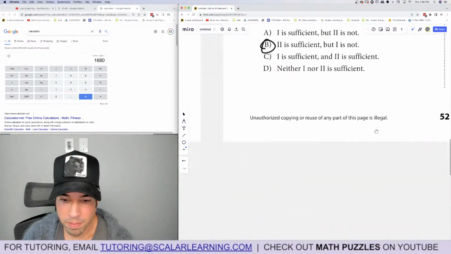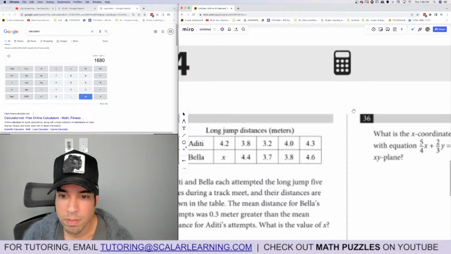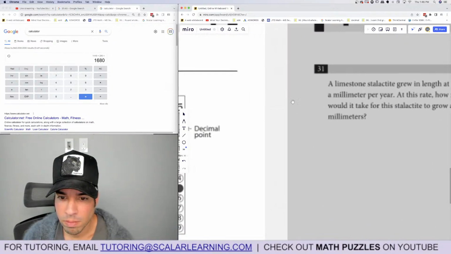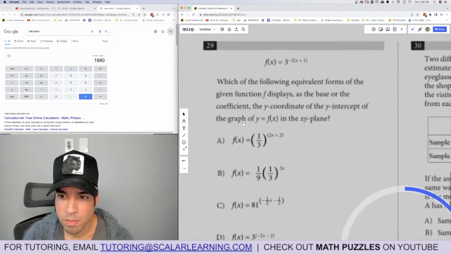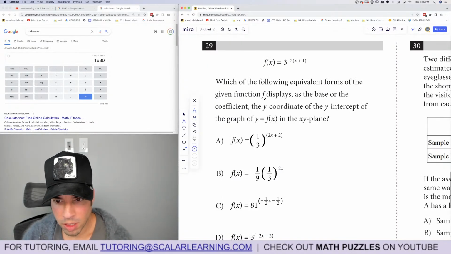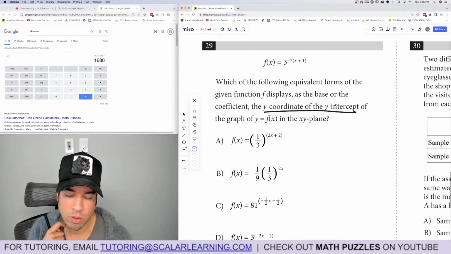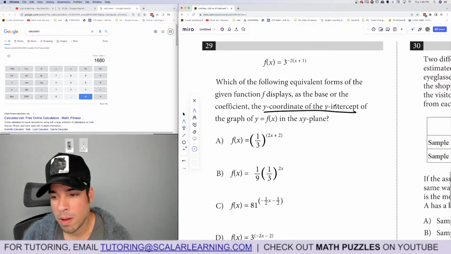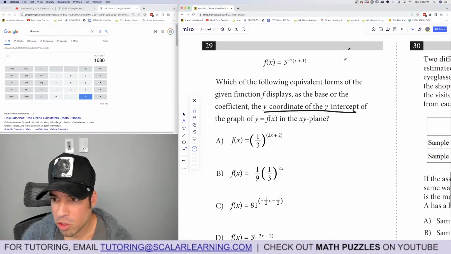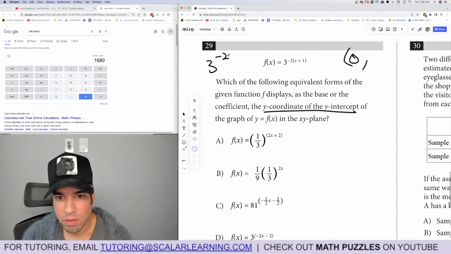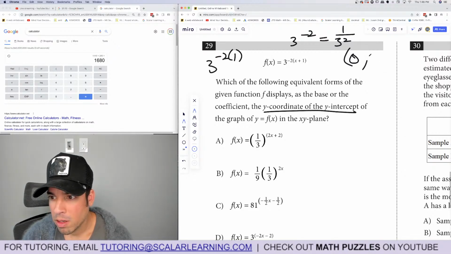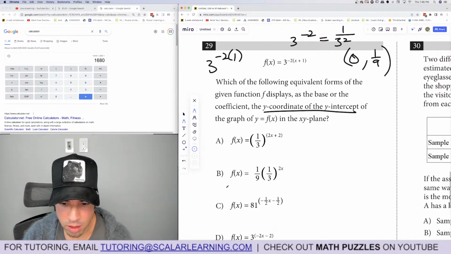29. Which of the following equivalent forms of the given function f displays as the base of the coefficient the y-coordinate of the y-intercept of the graph in the xy-plane? Okay. So what is the y-coordinate of the y-intercept? Well, the y-intercept occurs when x is 0. So I'm going to plug 0 in and figure that out. So it's 3 to the negative 2 times 0 plus 1, which is 1. So it's 3 to the negative 2, which is 1 over 3 squared, hybrid exponent problem. So it's 1/9. So we need to see a 1/9 in the correct answer, and that's it.